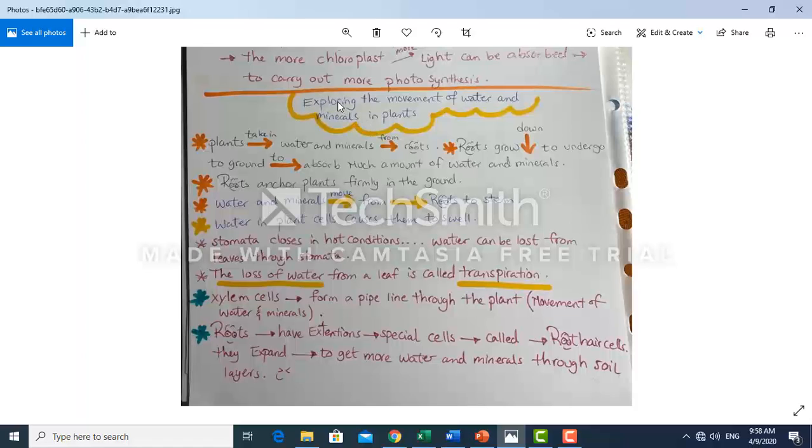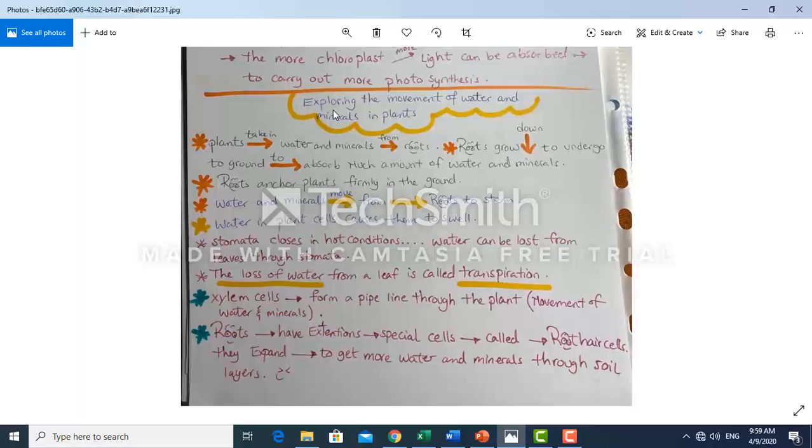The next lesson is exploring the movement of water and minerals in plants. As we took in grades 5, 6, and 7, plants take in water and minerals from the roots. The whole structure of a plant has the leaf, the stem, and the roots. What is the function of the roots? The roots hold the plant steady in the ground or soil.